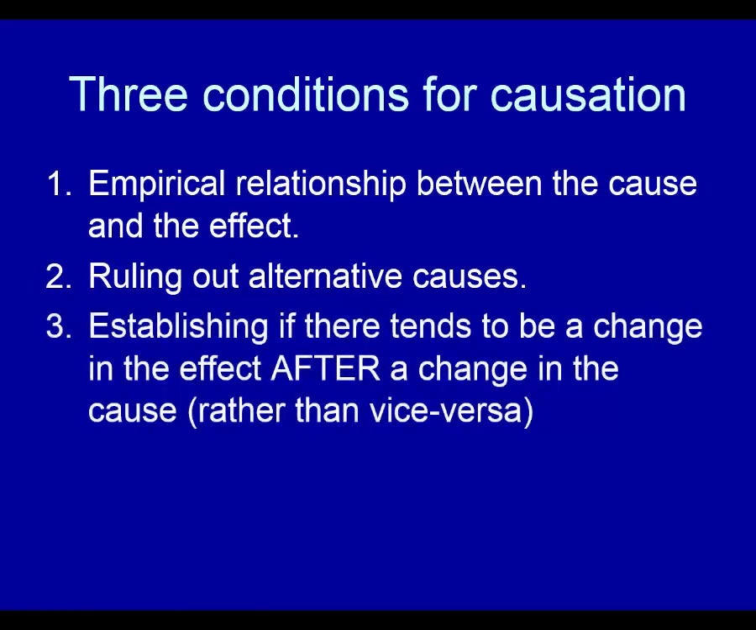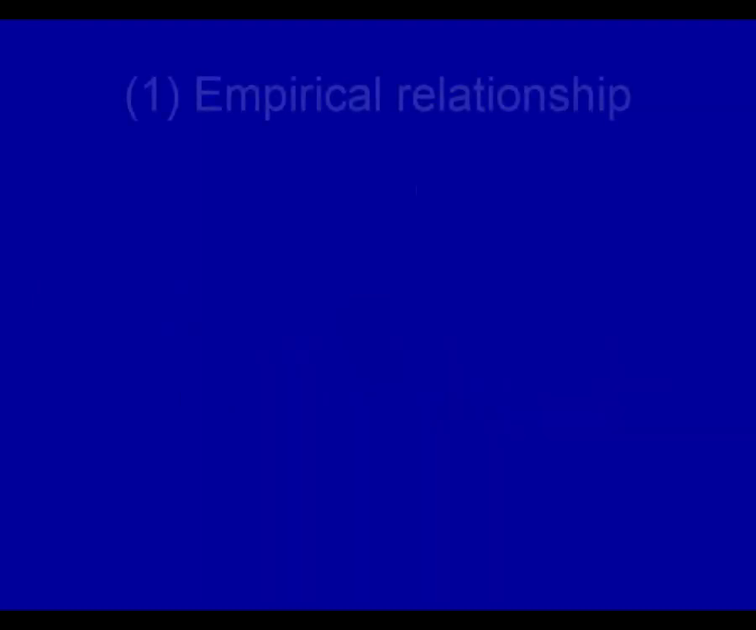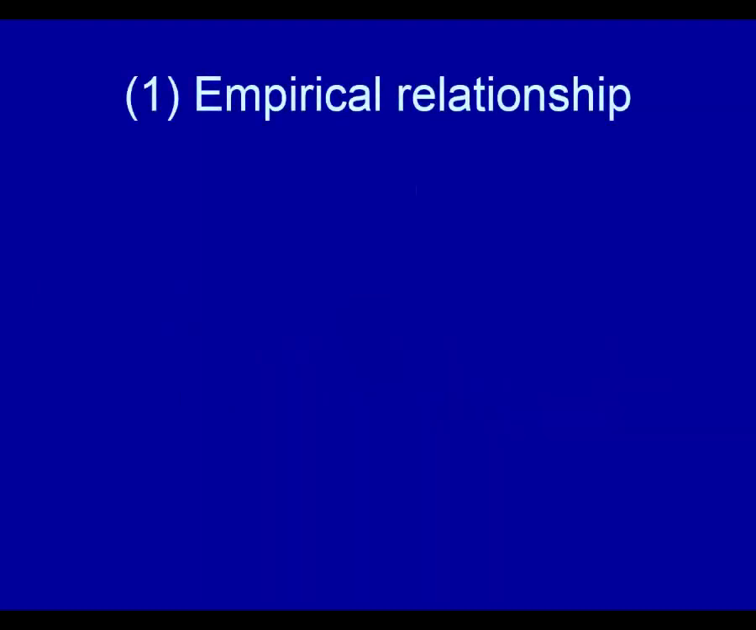A third is establishing if there tends to be a change in the effect after a change in the cause, rather than vice versa. This would be a logical thing. If certain things change and then something else changes, then the thing that changed first is more likely to be a cause of the thing that changed second than vice versa. Let's look at these things individually.